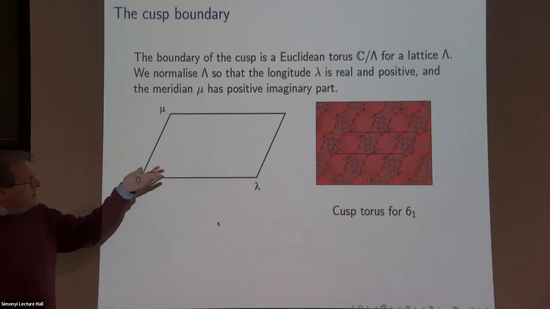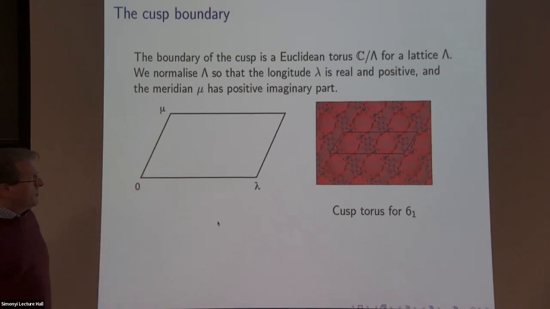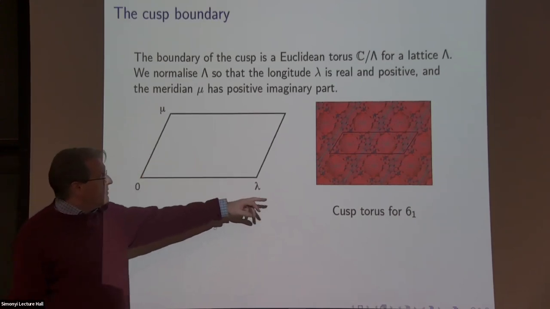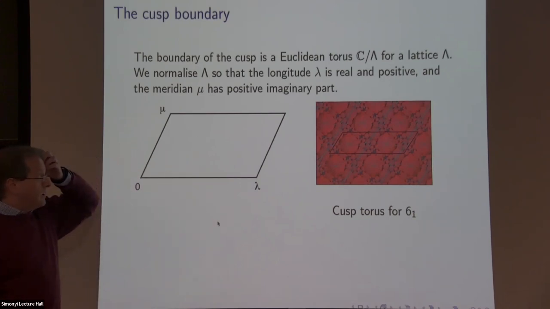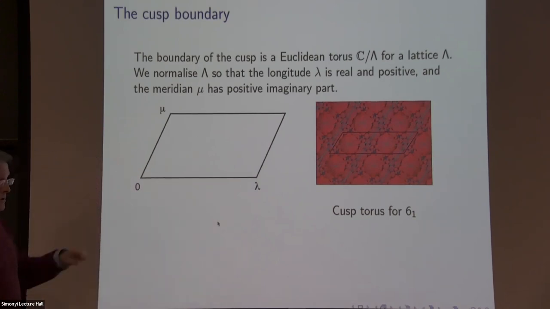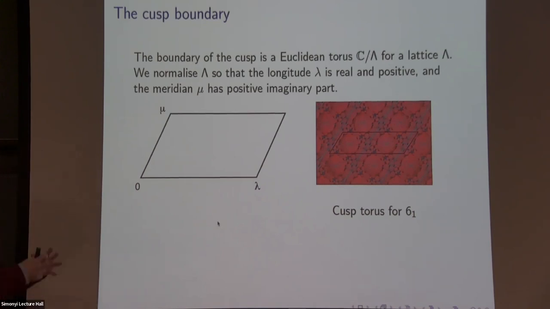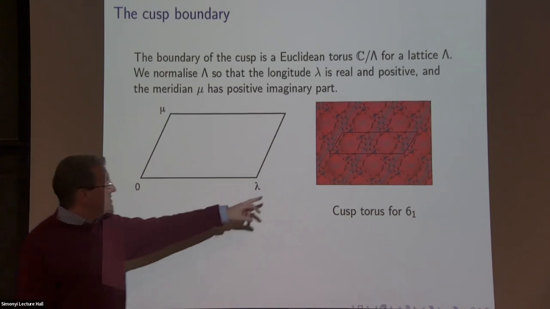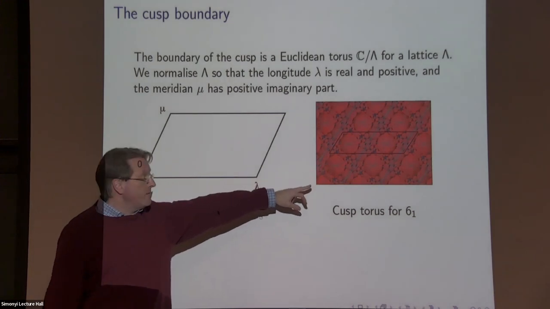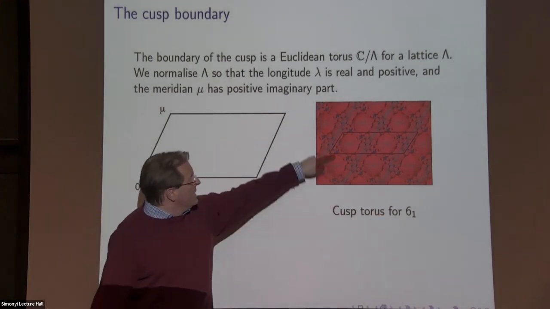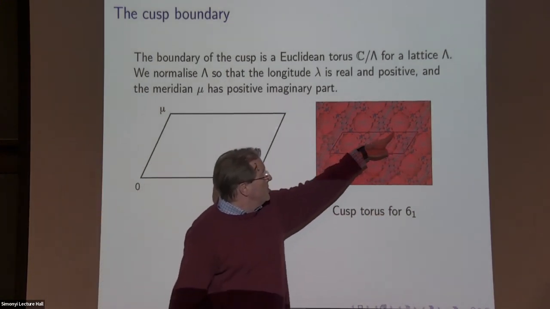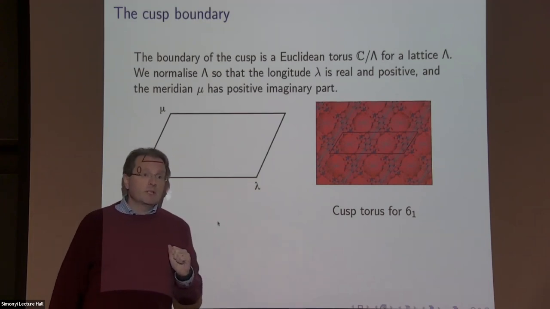And this is all information that's provided by this remarkable program, SnapPy. You can just draw a picture of your knot and it'll find the hyperbolic structure on it and then compute all these invariants. And this is a typical output. So this is what you get for the knot 6_1. And it literally has your little parallelogram there, which shows you the cusp shape.